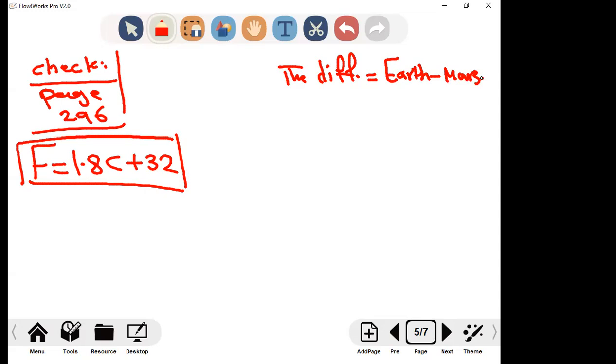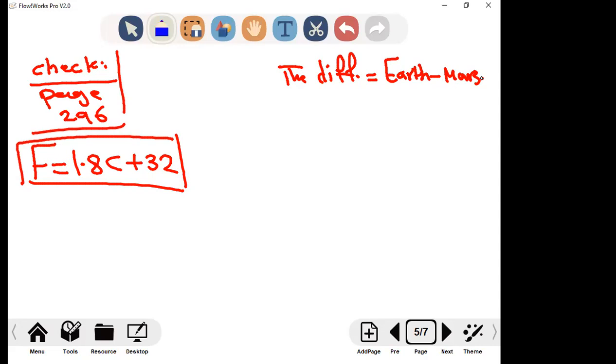In the table, is the Earth given in Celsius or Fahrenheit? So I cannot use it there. Why? Because it's in Fahrenheit, and the question wants to find the difference in Celsius, not Fahrenheit. So the first step before we find the difference, we need to turn the Fahrenheit, which is given as 57, to Celsius. So I'll replace this F here by 57. Got it?